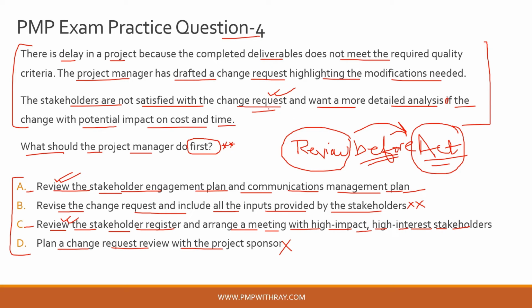How do you know that some of the stakeholders who are not satisfied with the change request are high impact, high interest? Okay, you don't know that, right? They can be low impact, high interest, or maybe low impact, low interest. You don't have that information to make the decision at this point in time. Okay, so that is totally incorrect.